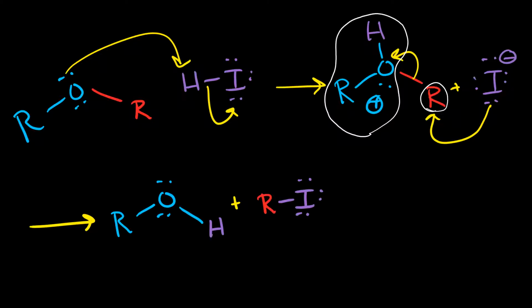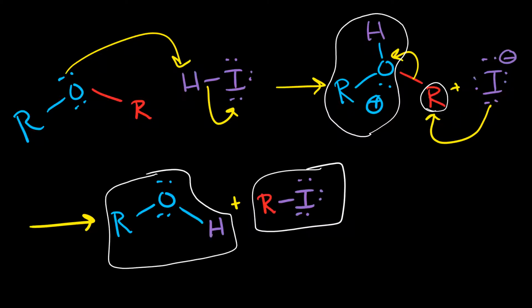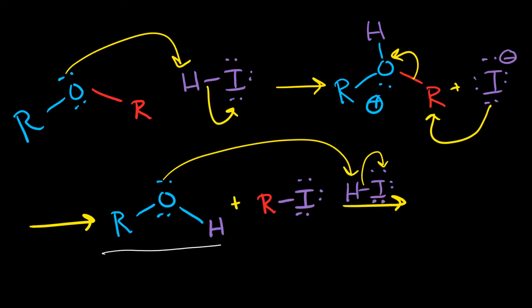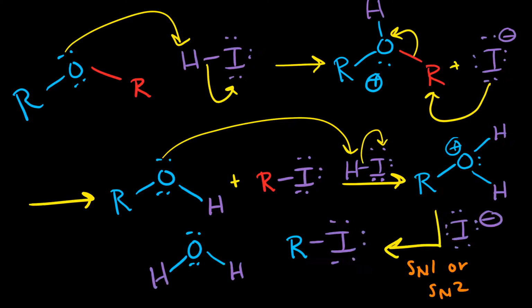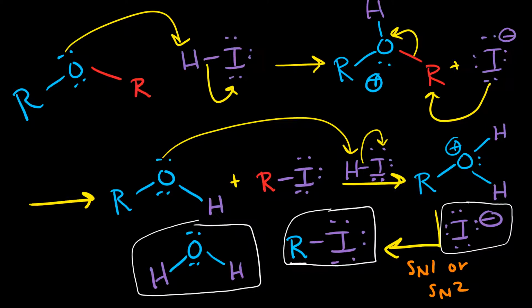So after this first round, we have one equivalent of RI and one equivalent of an alcohol. But we now have an alcohol in the presence of HI, so it's going to do what alcohols do and get protonated. And now we're going to have the protonated alcohol species with a good leaving group on it. And we have I- that can come in either through an SN1 or SN2 mechanism, depending on the identity of this R group. But we'll end up getting a second equivalent of RI, and then the water, that was the leaving group.